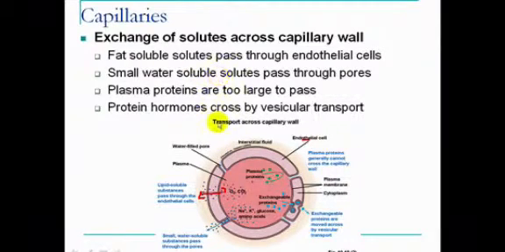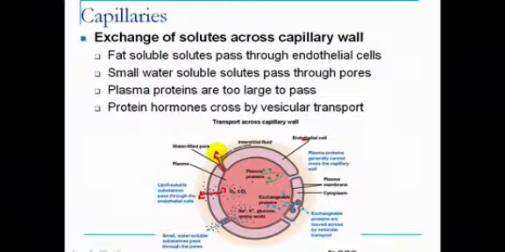Water-soluble solutes actually have to pass through pores, so there are little water-filled pores between the endothelial cells. Remember, some capillary beds are more porous than others. You have fenestrated capillaries that have more pores between the endothelial cells versus, for example, the blood-brain barrier, which has tight junctions, so it has fewer water-filled pores or none at all.